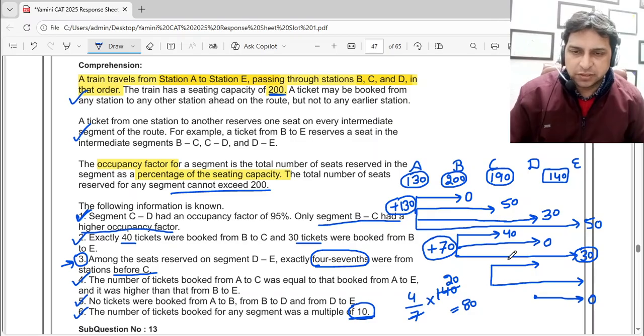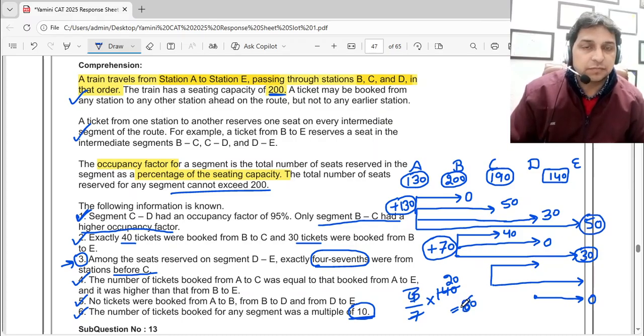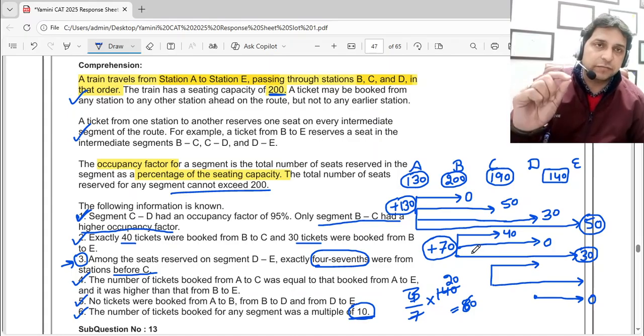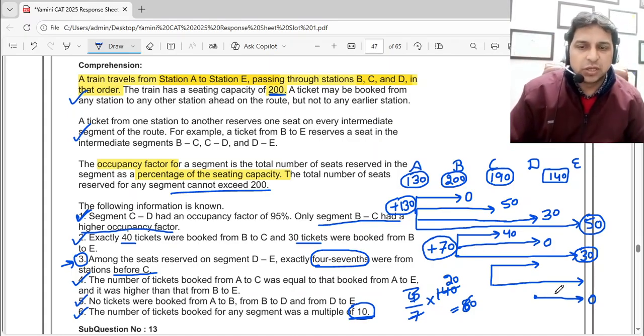Now let's move further. We know 80 people have taken tickets from A to E and B to E together, which is 50 plus 30, we just wrote it down. So 140 minus 80, that means 60 people have taken the ticket either from C to E or D to E. Now D to E is 0, that means 60 people have taken the ticket from C to E. Now that is also right. So the total became 140.